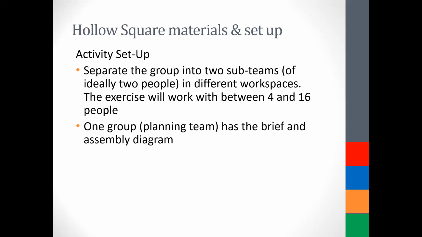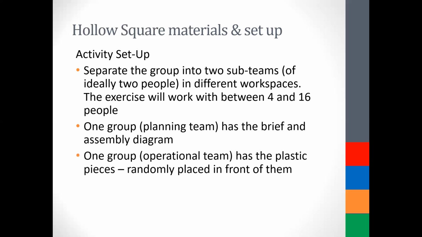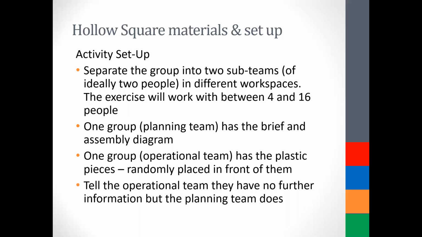So one of the subgroups we call the planning team. This team has the brief and the assembly diagram. Okay, so that's your management team essentially. And then your operational team has the plastic pieces, and we just randomly tip them out in front of them. The picture you saw earlier was the completed diagram. So in this case, we literally just tip them out in front of them. We also tell them as a facilitator that they won't have any further information on what they have to do with these pieces, but the planning team does. Okay, and then move on and begin the activity essentially.